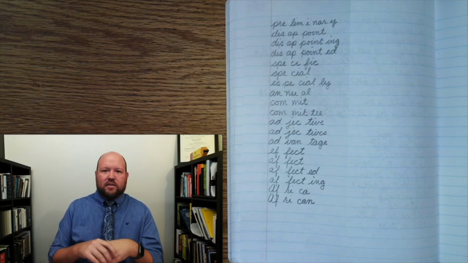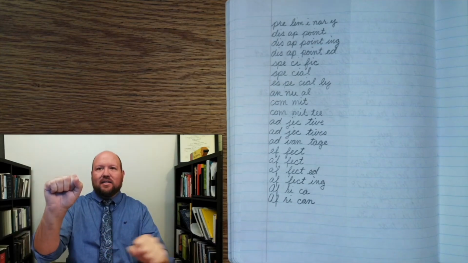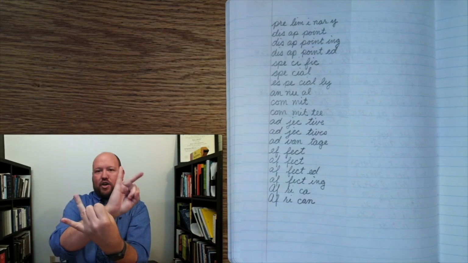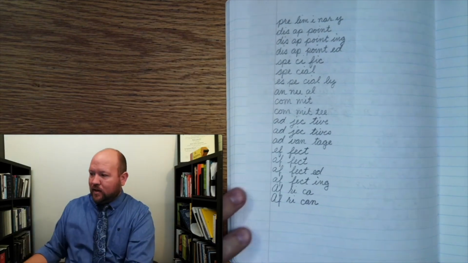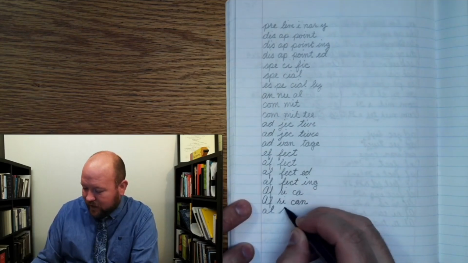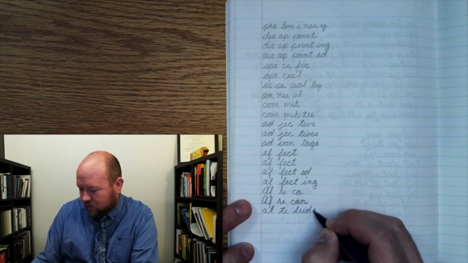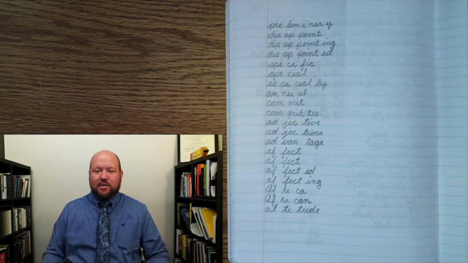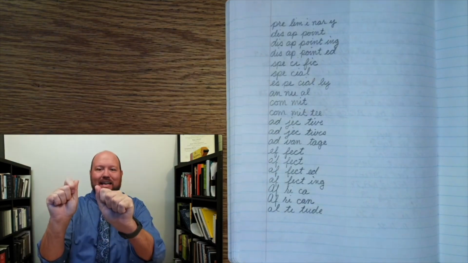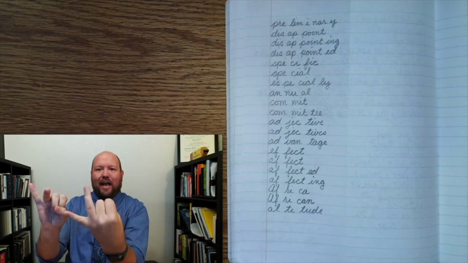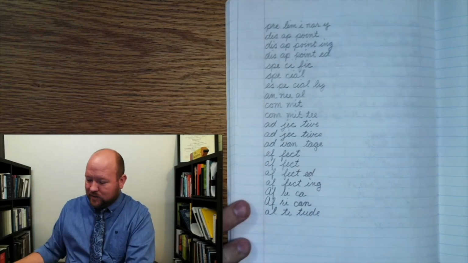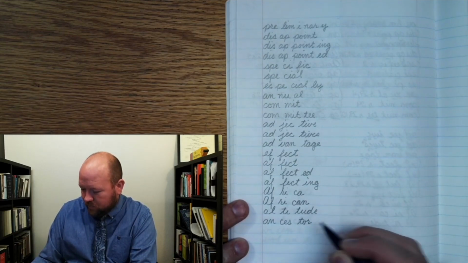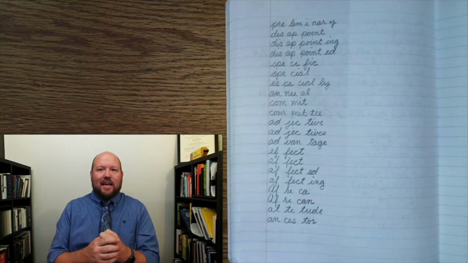The next word is altitude. Altitude. Next word, ancestor. Ancestor. Next word, ancestors.